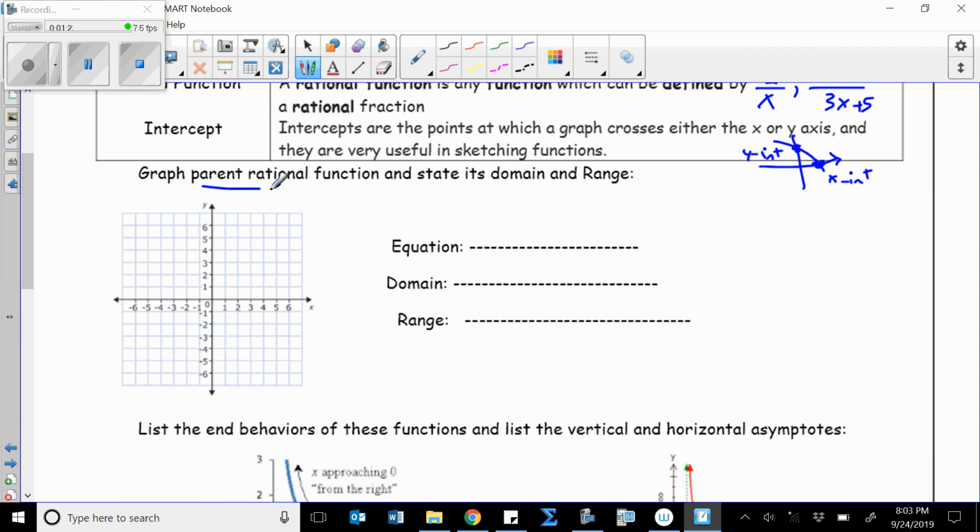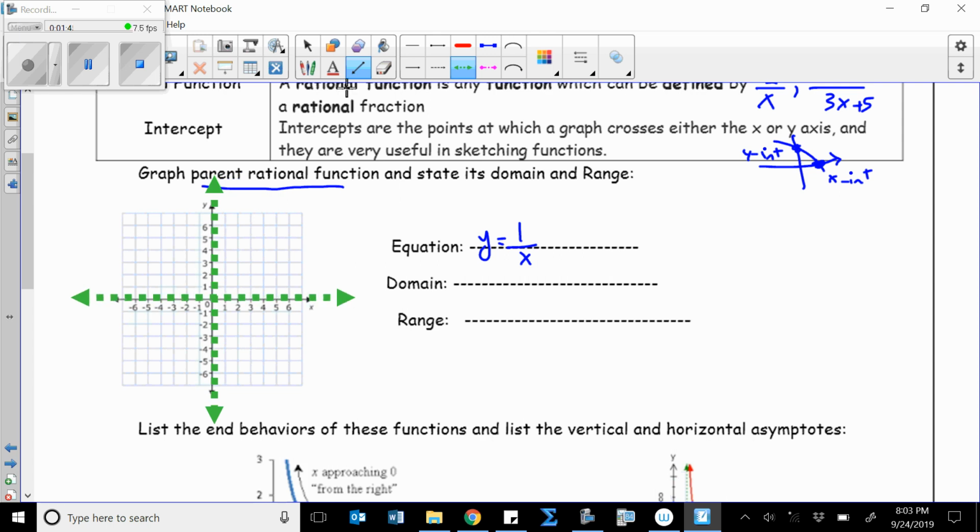Let's find the graph of a parent rational function here. First of all, the equation of a parent rational function looks like 1 over x. The graph of this function, we know that we have a vertical asymptote at x equal to 0 and a horizontal asymptote at y equal to 0. So these are our asymptotes: y equal to 0, and this one is x equal to 0. And the graph of your function is trying to get close to these asymptotes like this.